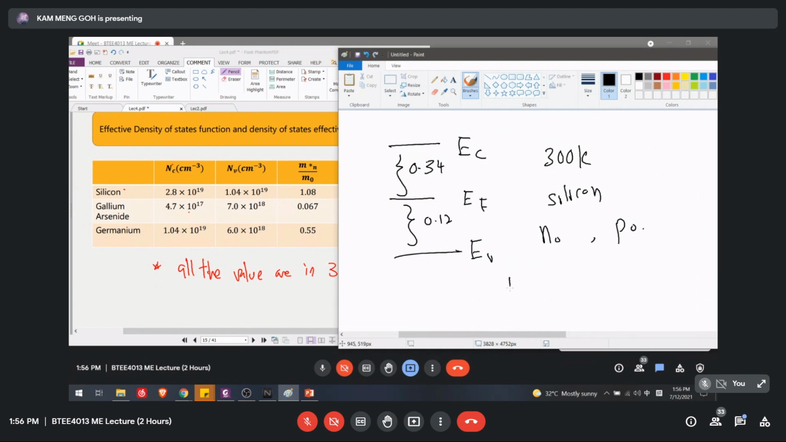Then your formula will be NO equals NC exponential minus EC minus EF over KT. PO equals NV exponential minus EF minus EV over KT. Okay, let's try this.